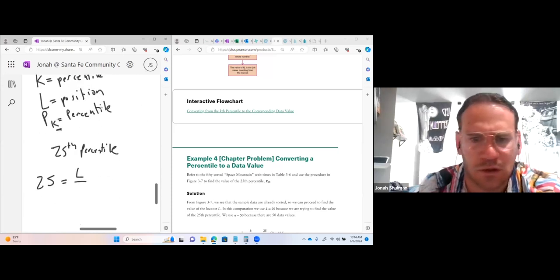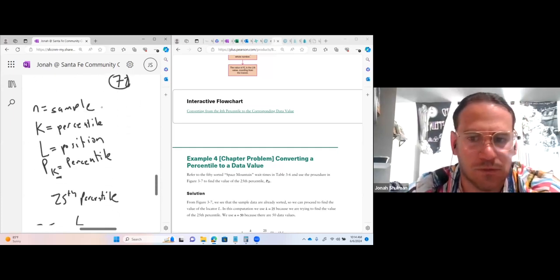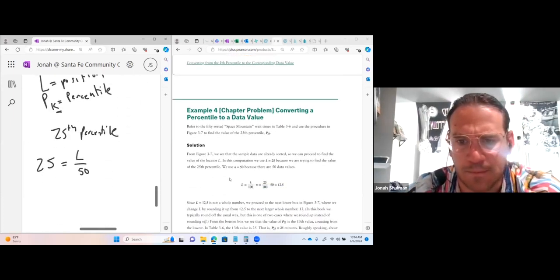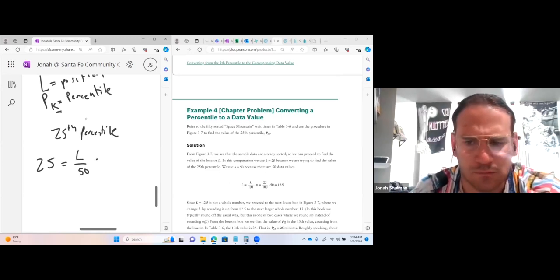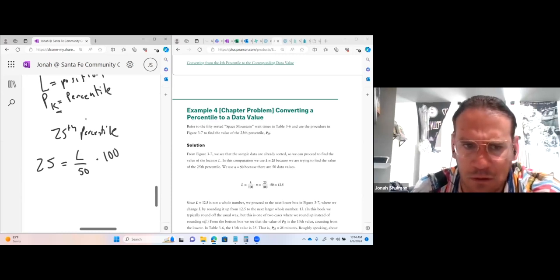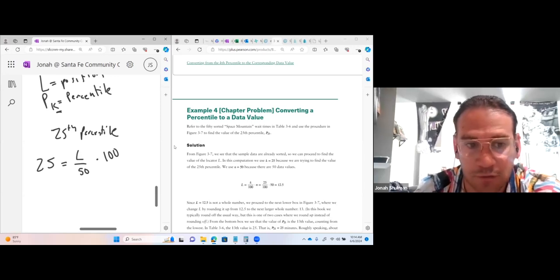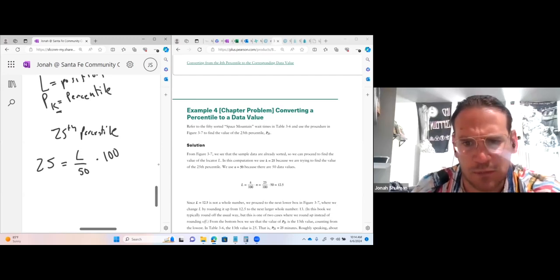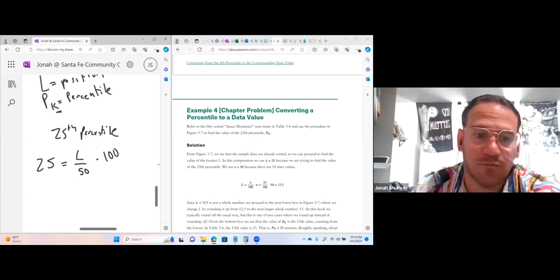The total values, our N, is 50, because we have 50 values, and we times it by 100. They did it this way, so let's see if we get the same answer. The value locator L, in this computation we use K as 25 because we were trying to find the value of the 25th percentile. All right, so I did it this way. I used the formula above. Let's see what happens if we don't do that. They got 12.5. Let's see if using the top formula is going to give us the same thing.